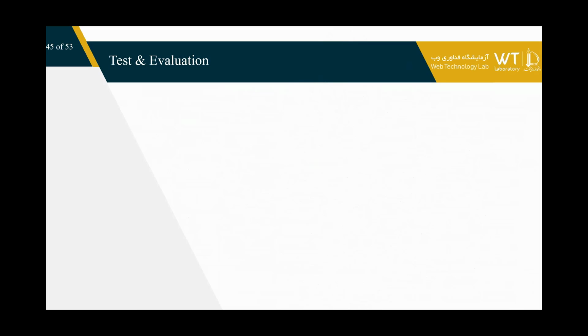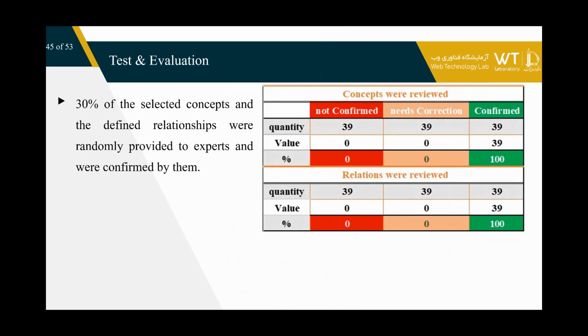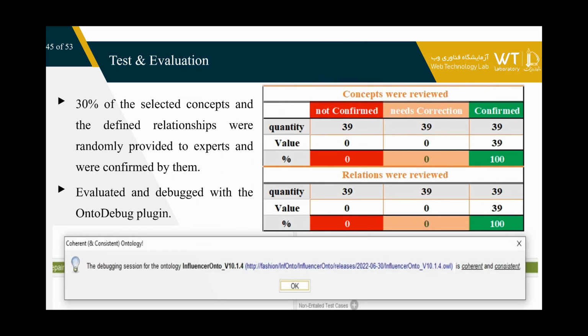Development of this ontology proceeded under the full supervision of experts at every step of the way. Additionally, to improve and assess the ontology, we did two more things every time the model was reviewed. 1. 30% of the concepts and the defined relationships were randomly provided to the experts for testing and confirmation. 2. The consistency and coherence of the ontology were evaluated with the help of OntoDebug.